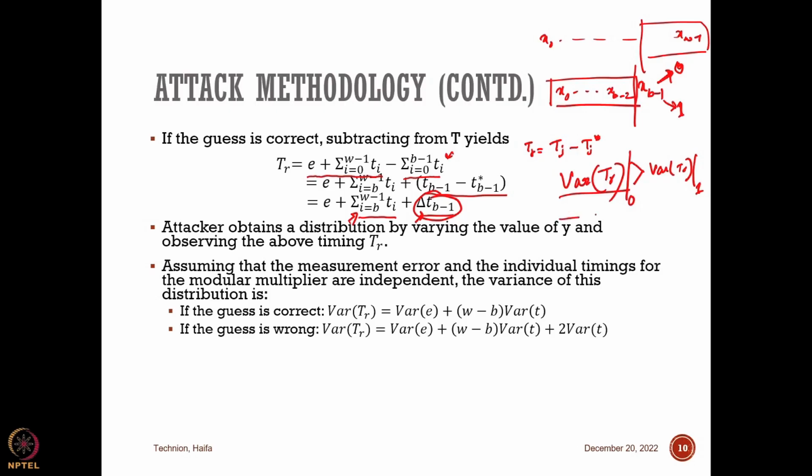So if you have a situation like this, what should your guess be? Should it be 0 or should it be 1? It should be 1, right? Because when you guessed it as 1, the variance has diminished. So you are more certain. So you will vote for 1 in this case. But again, as I mentioned, this is a statistical attack, so you have to do it over a large number of observations and see whether the majority is voting towards 1 or towards 0. And that way you can recover the (b minus 1)th bit.